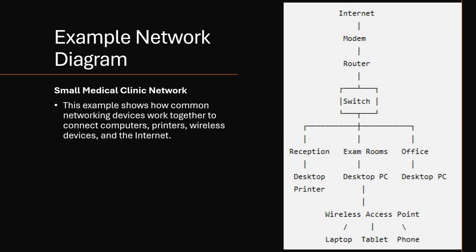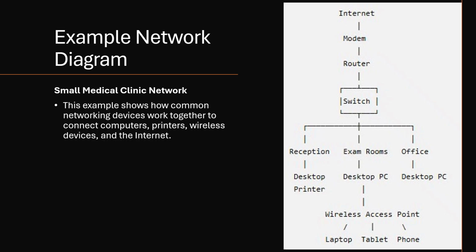Now, the desktop computers and the printers are connected directly to a switch using Ethernet cables. But then there's also a wireless access point connected to the switch, and it provides Wi-Fi. So the laptops and the tablets and the smartphones can join wirelessly. So every device has a path back to the router and ultimately to the internet.